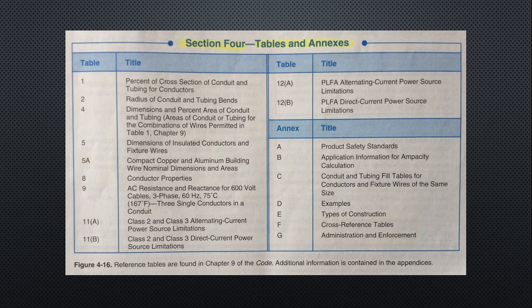Almost all references in the code and in this text are section references. For example, a reference to section 600.5(B)(1) of the code directs the user to subpart 1 of subsection B of section 600.5. Section 600.5 is the fifth section found in Article 600. See figure 4-17.